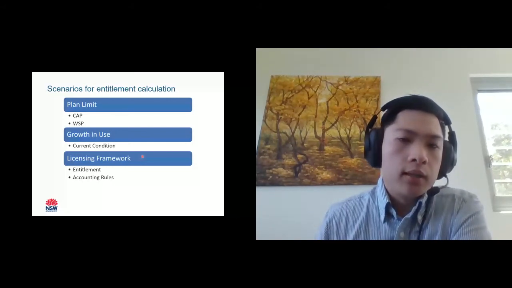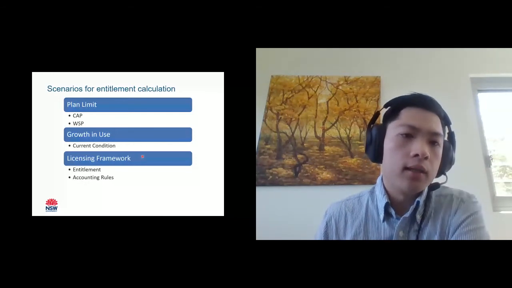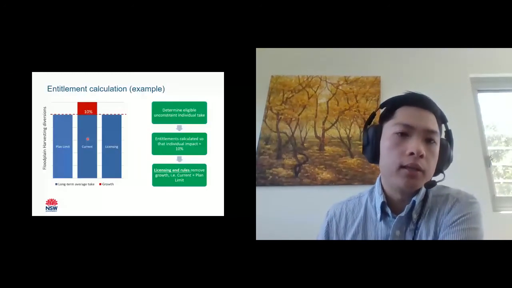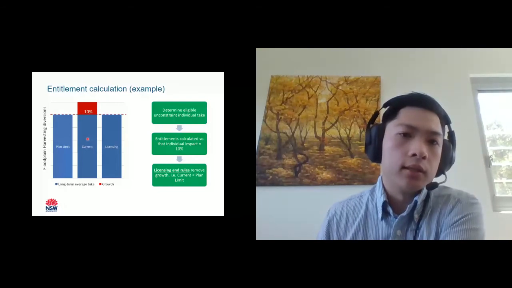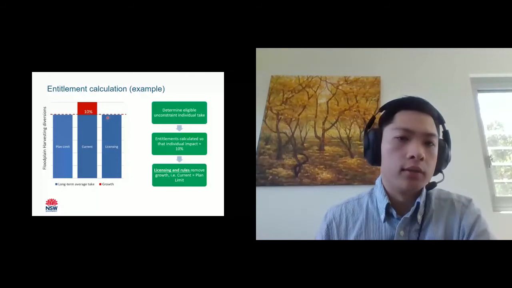So this graph is a graphical representation of the different scenarios in the previous slide. Suppose we have X megalitres of floodplain harvesting within the valley, and if we build the current condition based on the eligible works and our base model, it seems to suggest there's a 10% increase in floodplain harvesting take. We will need to come up with licensing and rules that will remove this growth and basically bring what they are taking back to what they were allowed to take under the plan limit.